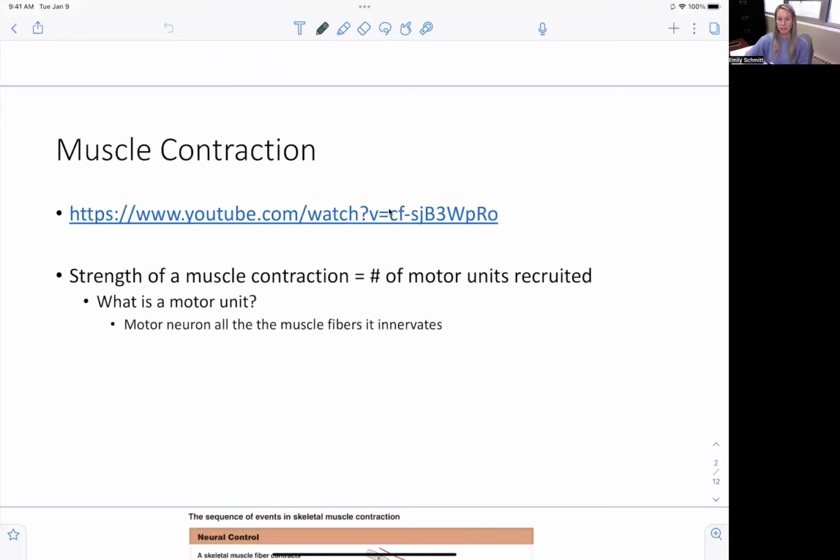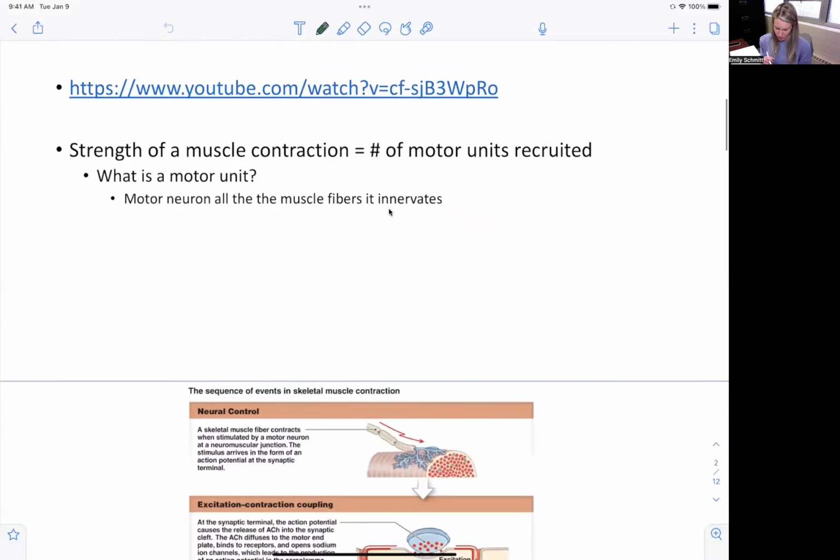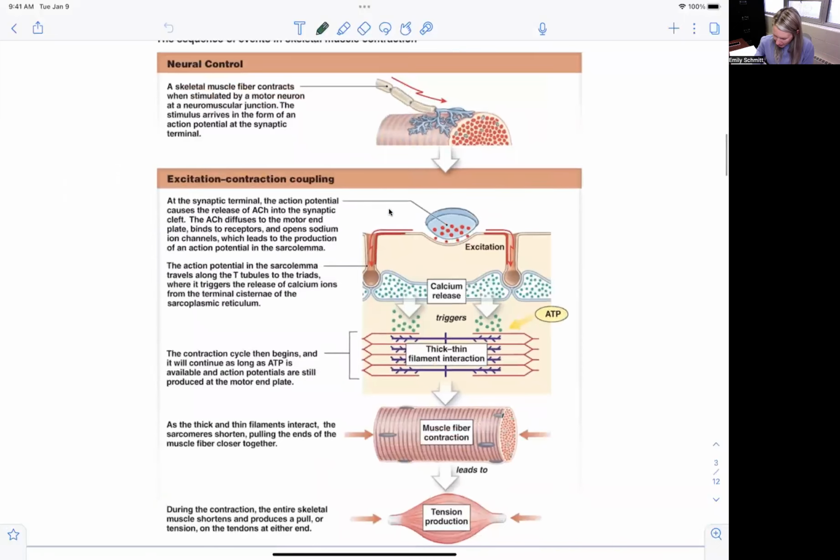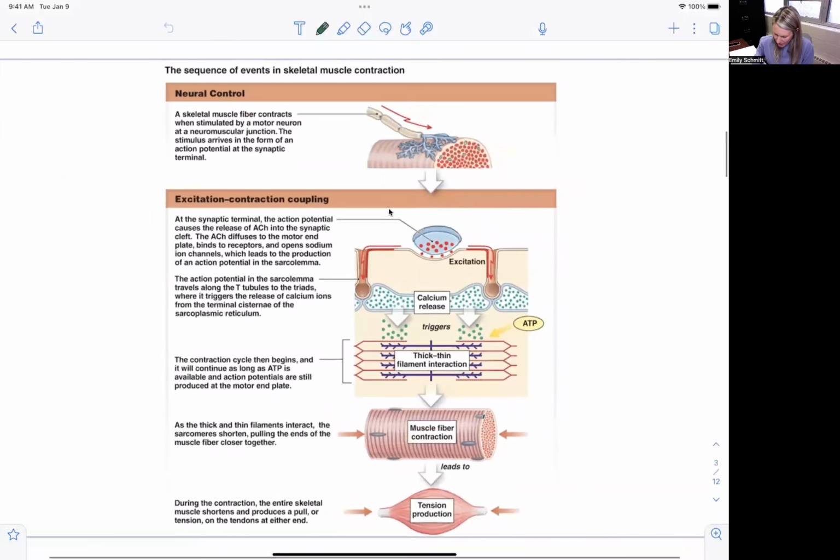So the strength of a muscle contraction equals the number of motor units recruited. We've also discussed how as you age, the number of motor units recruited declines, and that can lead to sarcopenia, less strength. And so we know that a motor unit is a motor neuron and all the muscle fibers that it innervates. So I really like this simplified version of the sequence of events in skeletal muscle contraction.